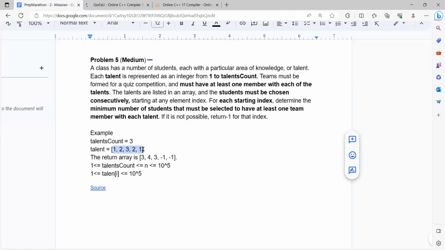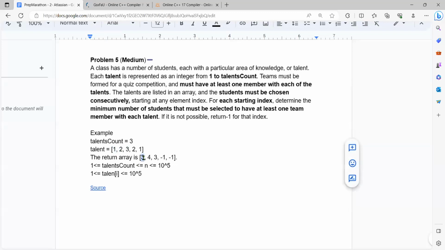Okay, let me explain this example. So this is the talent array. We'll start from the first index. What is our goal? To get every talent, and for that we want the minimum number of students. For the whole array, the number of distinct talents is three: one, two, and three. So if I get these three values occurring consecutively, I'll be good. I'm getting all types of talent and my basic condition is satisfied. So for this index, the answer is three.